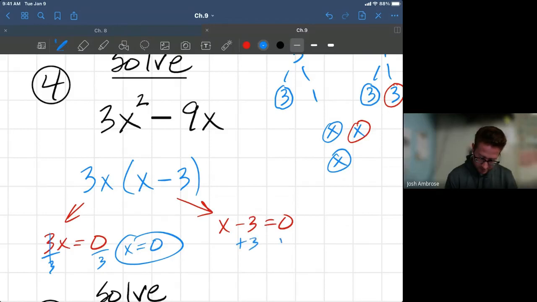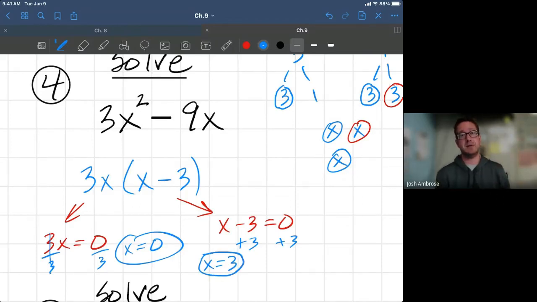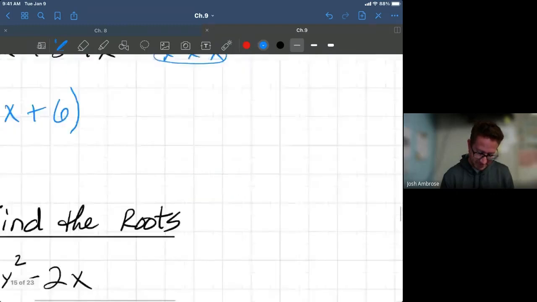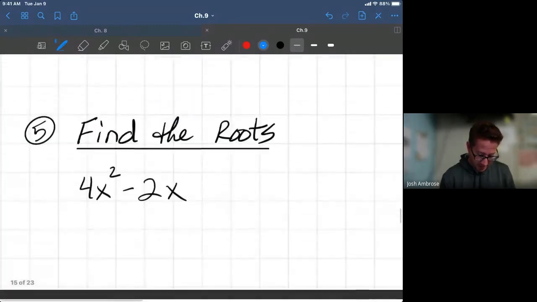Add 3, add 3. X equals 3. So the final answer they're looking for is x equals 0 and x equals 3 for this problem, example problem number 4. All right, let's do example problem number 5.